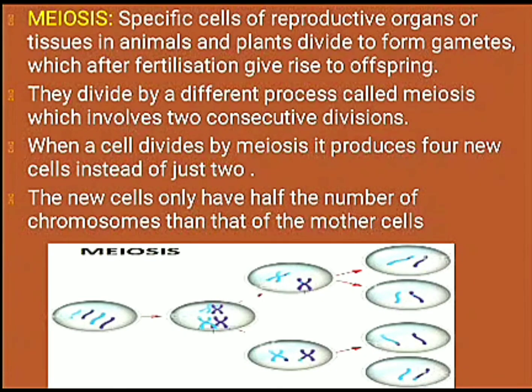The other type of cell division is meiosis. Specific cells of reproductive organs or tissues in animals and plants divide to form gametes, which after fertilization give rise to offspring. They divide by a different process which is called meiosis, which involves two consecutive divisions. When a cell divides by meiosis, it produces 4 new cells instead of just 2. The new cells only have half the number of chromosomes than that of the mother cell.